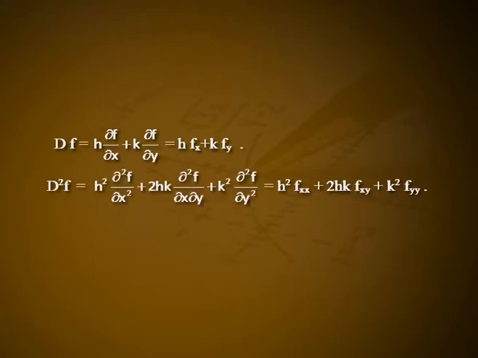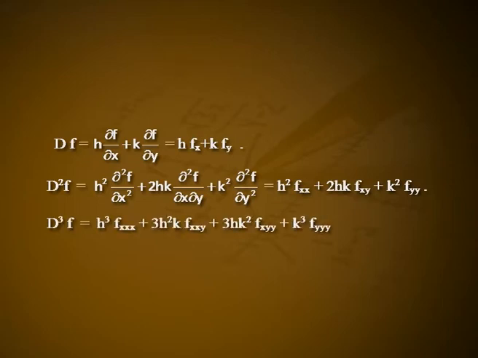D²f = h² ∂²f/∂x² + 2hk ∂²f/∂x∂y + k² ∂²f/∂y², which is equal to h² fxx + 2hk fxy + k² fyy. D³f = h³ fxxx + 3h²k fxxy + 3hk² fxyy + k³ fyyy. Here the base point is (a, b) = (2, 3).